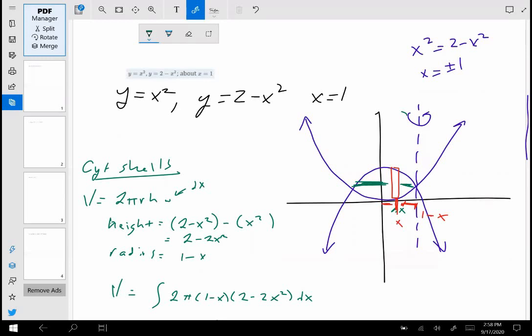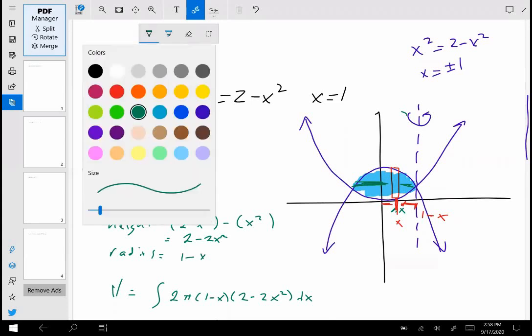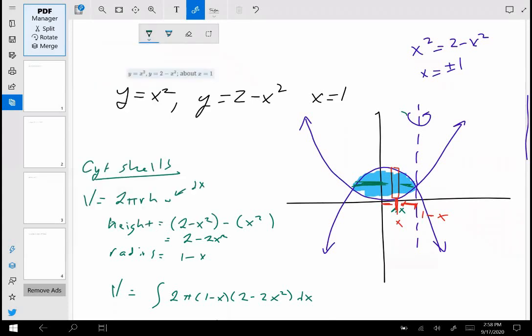So since it's with respect to x, and I'm looking at this whole region in here, I got to go from the far left of it to the far right. Remember, our x-coordinate over here was 1. This x-coordinate was -1 when we solved it earlier. Those were the intersection points. So we're going to go from -1 to 1.